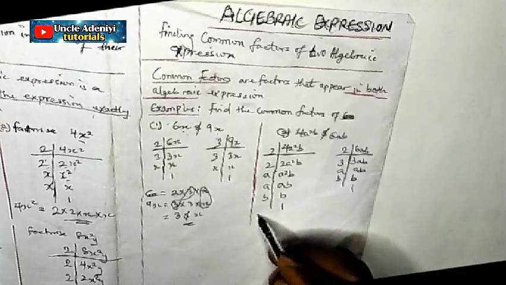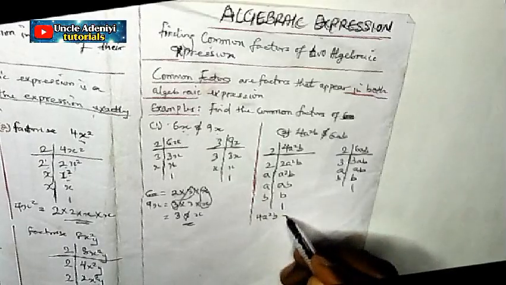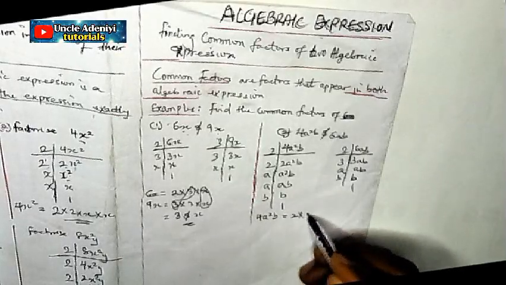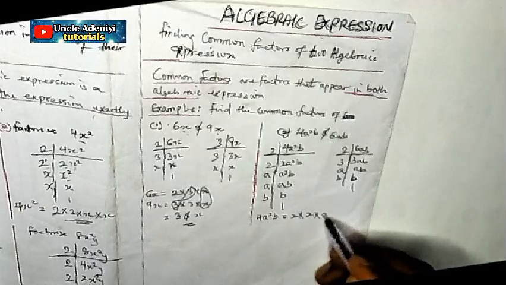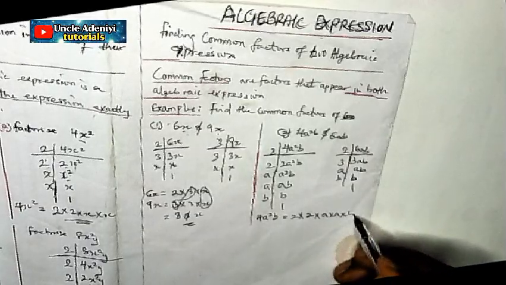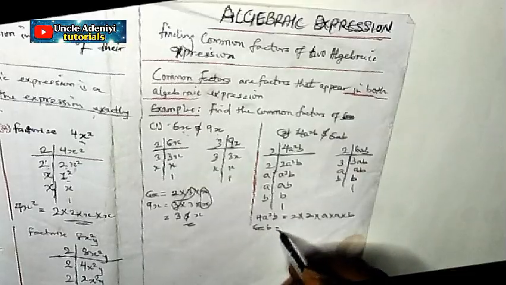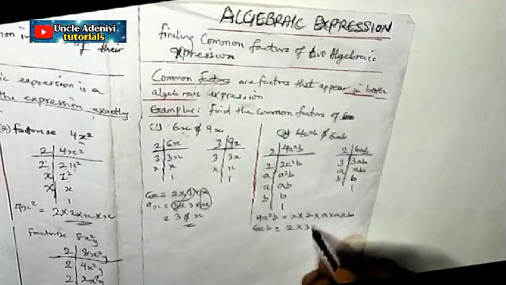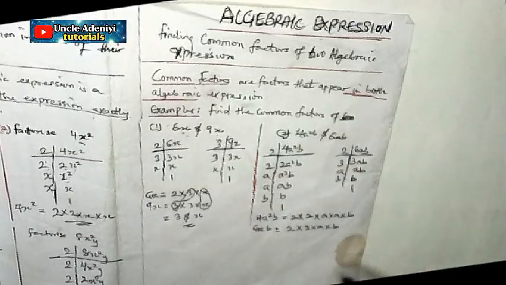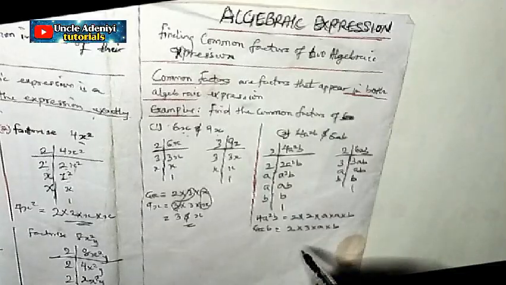So now let's write them together. 4a squared b will give you what? 2 times 2 times a times a times b. Whereas 6ab will give you what? 2 times 3 times a times b. Do you understand? Look for those factors that are common.